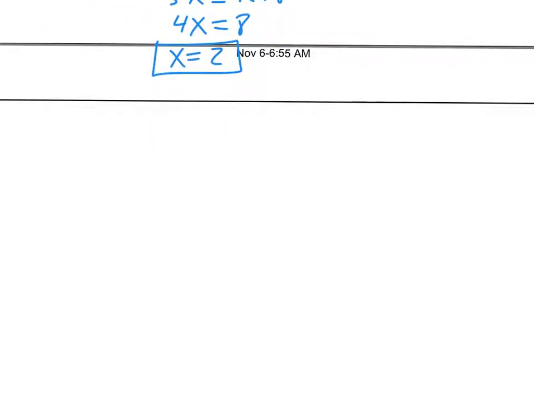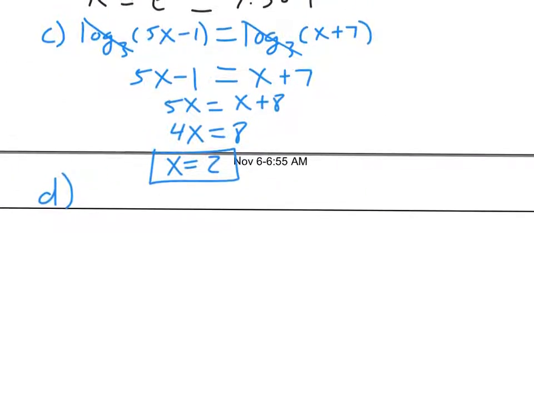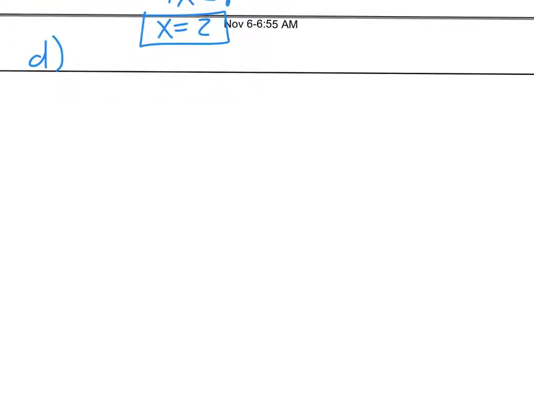Now, take a look at this one. This is a good one to do right after, because this one is typically more often a source of some possible mistakes. Let's say we've got log base 6. This whole problem is going to be in base 6.